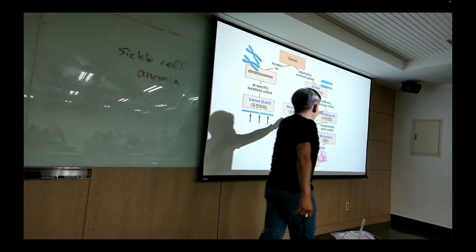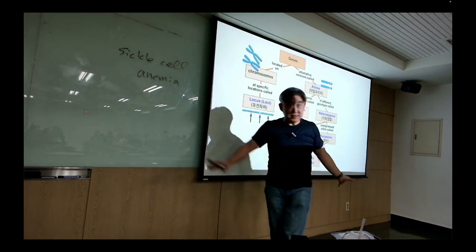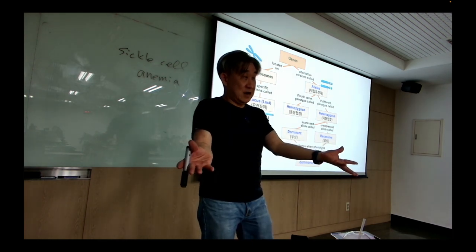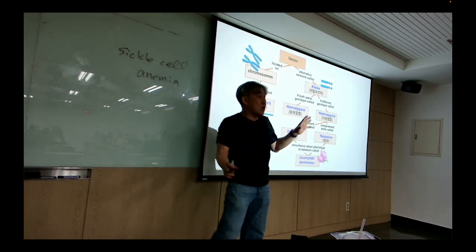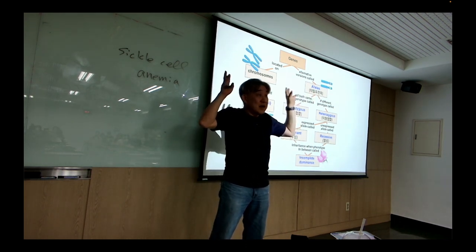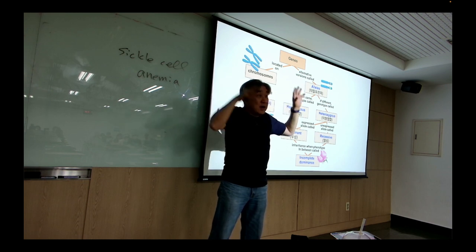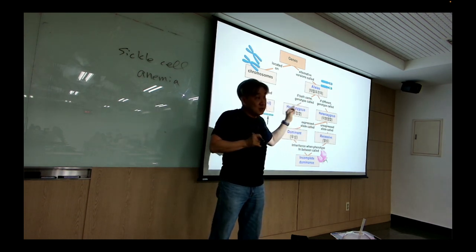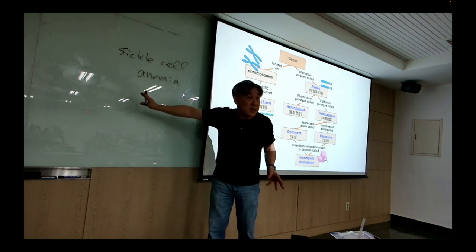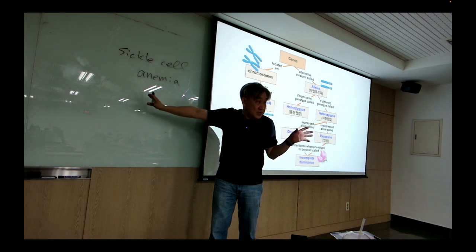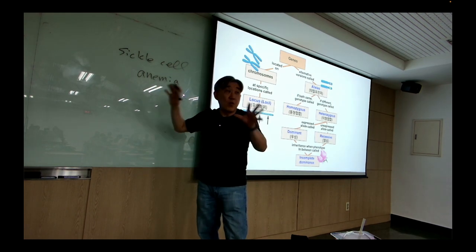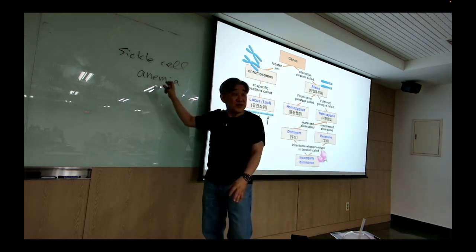Because in the heterozygous status, this sickle cell anemia does not show or does not affect. In other words, as long as the normal copy of this hemoglobin gene is there, this effect will be hidden. That's the definition of recessive, right? But my question is not asking for the definition, but why? Why is this recessive?